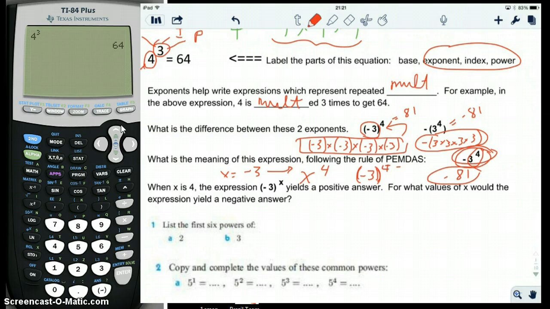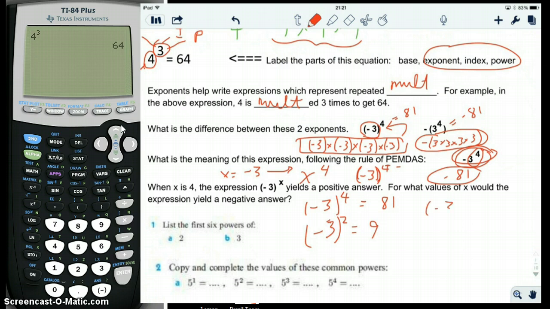When x is 4, the expression negative 3 to the x yields a positive answer. So negative 3 to the fourth gives us a positive 81, like we mentioned above. For what values of x would the expression yield a negative answer? Well, let's see. What about negative 3 squared? Does that give us a positive answer? No, that would give us 9, right?